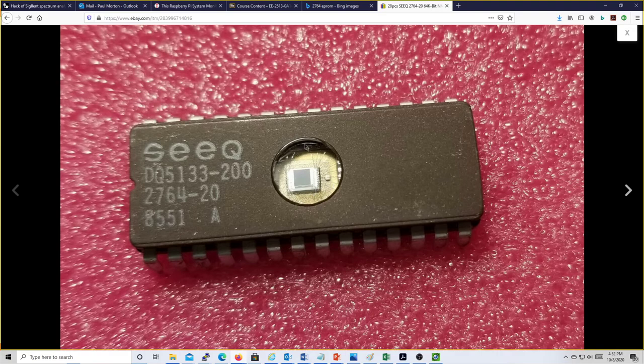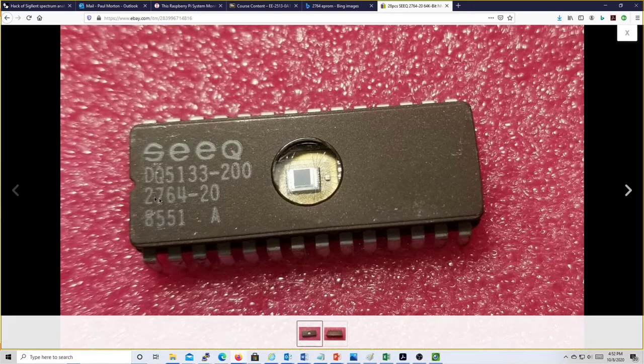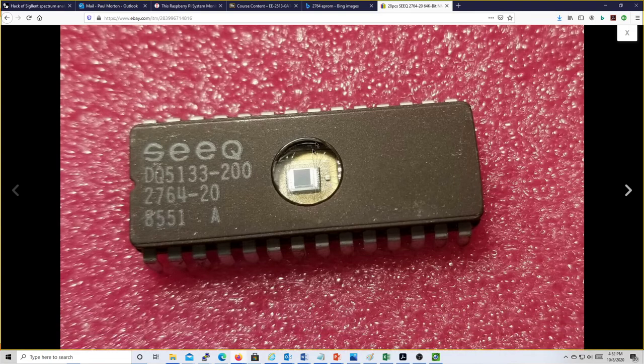I have some of these. Maybe I'll bring some in and you can pass them around and look. And if you look at them with a microscope, you can totally see the die. That's the die. Of course, look at how big the carrier is compared to the actual die size, right?